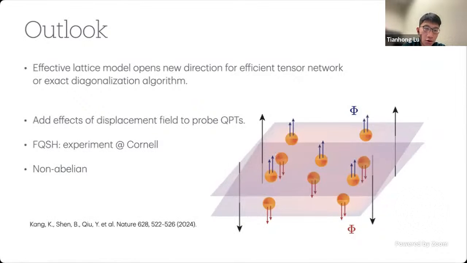And maybe we can also add effects of a displacement field to probe quantum phase transitions, because a displacement field favors one layer compared to the other layer. And maybe we can explore something non-abelian. Okay, thanks. That's the end of my slides.